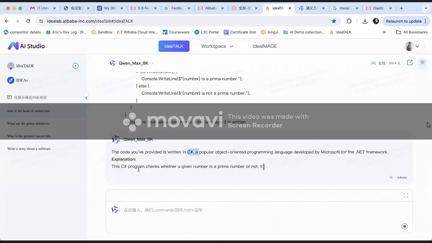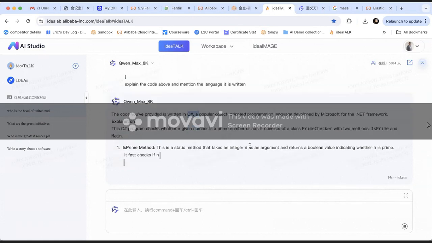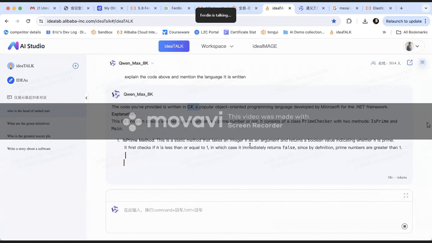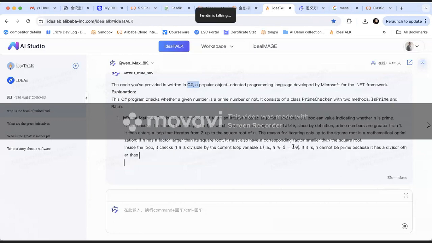So the explanation is that it is a C sharp program which will check whether the given number is a prime number or not. So like this, you can generate various types of text, images, and so many other kinds of things. You just need to give the right information on how you can communicate with it.